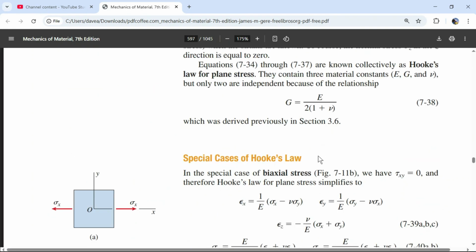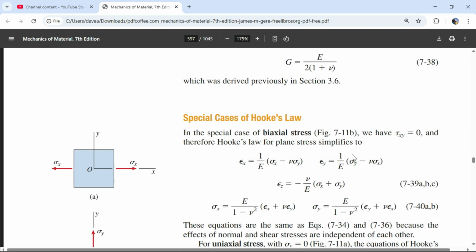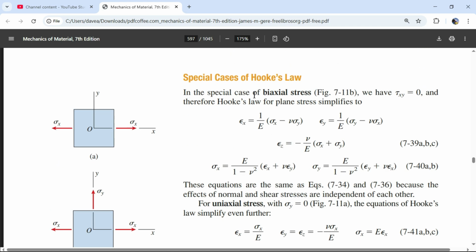All right, so we're down to here. We're going to go through the special cases. In the special case of biaxial stress, our shear is 0 and our stress in the y is 0. So here are our equations: strain in the x, y, z. And then we also have these other two equations that relate stress. Let's see where we could go with this.